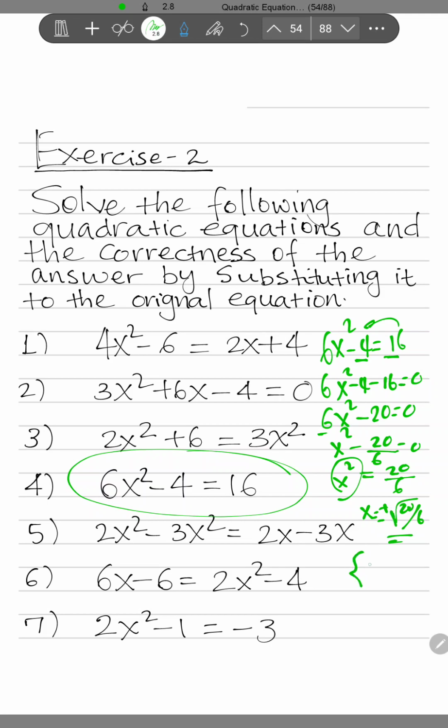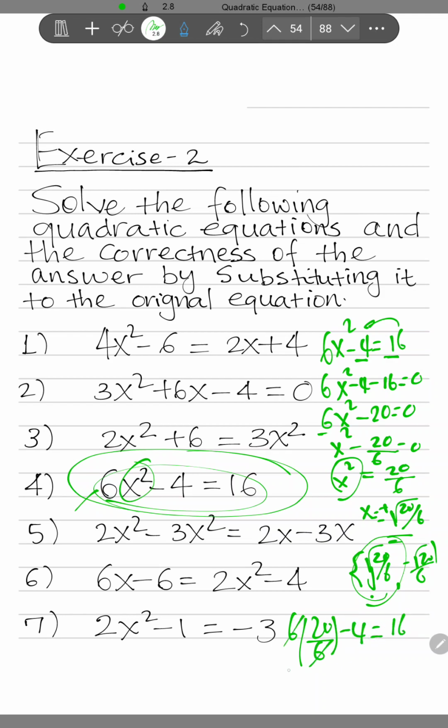I have two x values. One is the square root of 20 over 6, another one is minus the square root of 20 over 6. I can put these values here and check if I am correct or not. 20 over 6 in a square root, when you square that one, it is 20 over 6. So here, 6 times 20 over 6 minus 4 is equal to 16. This cancels out. 20 minus 4 is equal to 16. Then 16 is equal to 16 is true. The same is true for the negative part, because when I square it, it gives me positive.